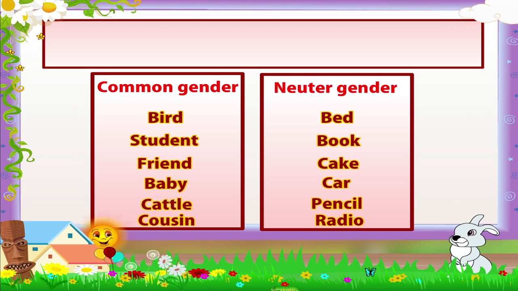Rainbow, never forget that the four noun genders are masculine, feminine, common.